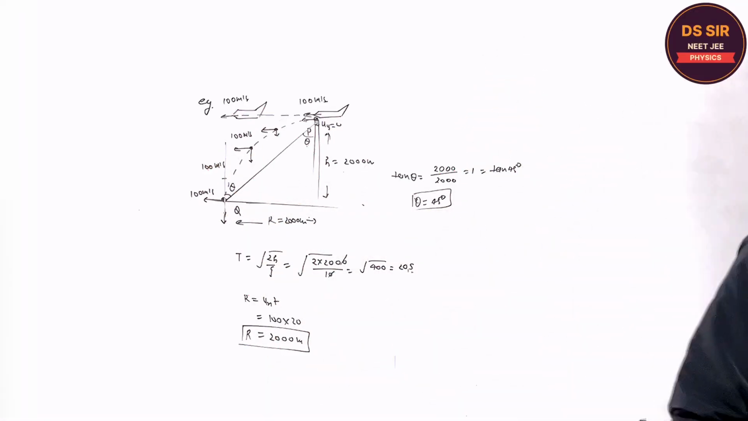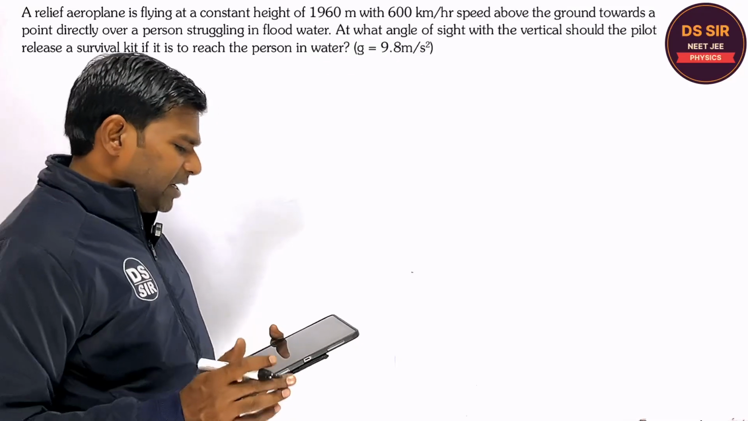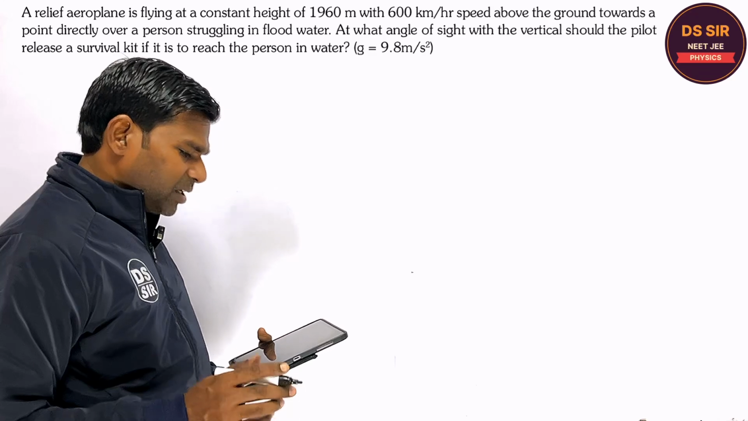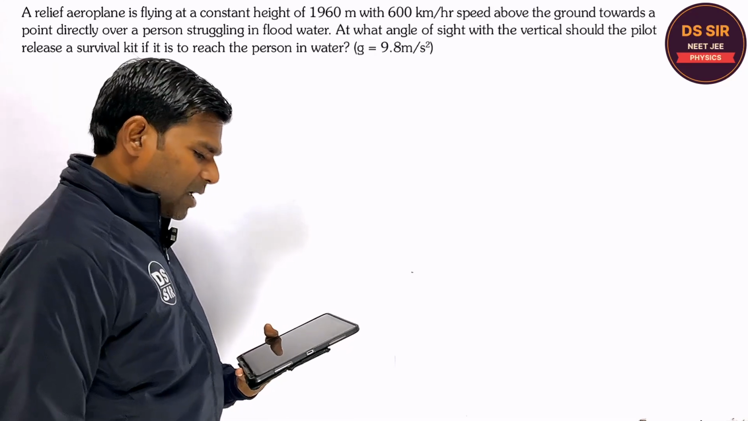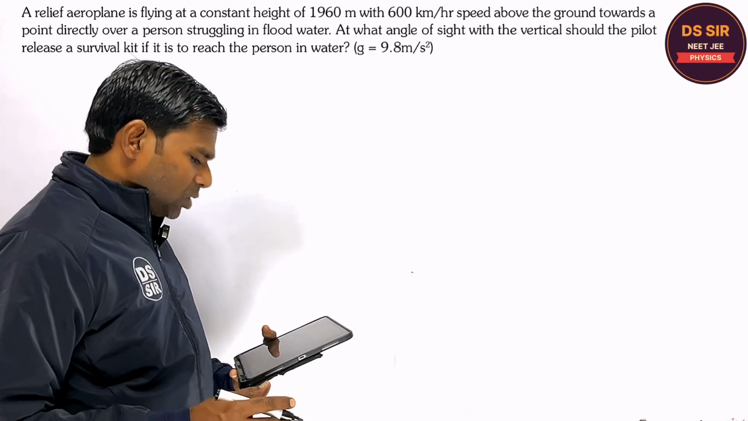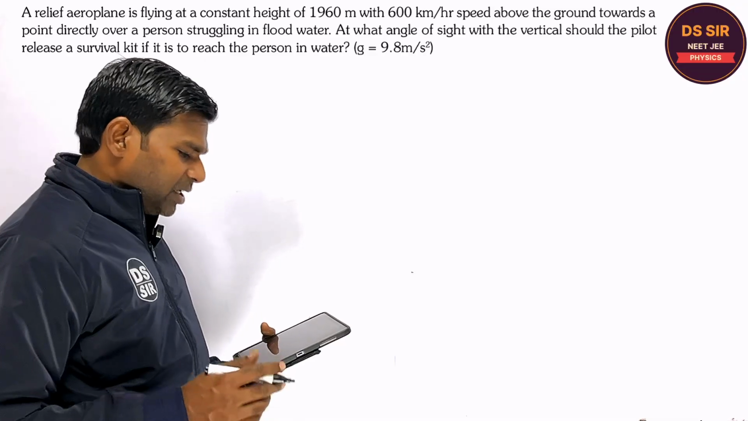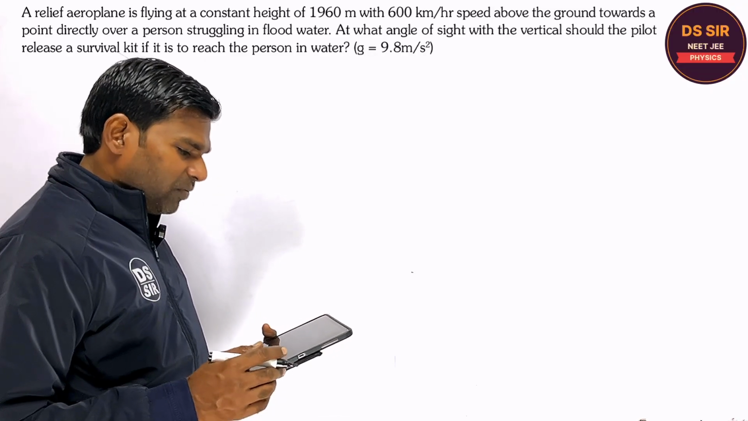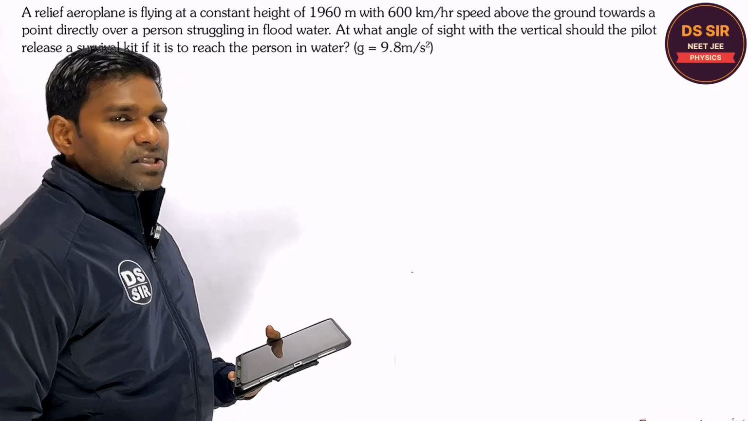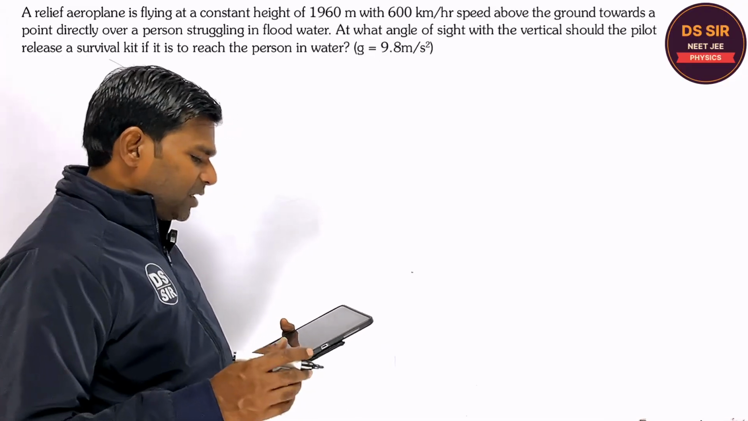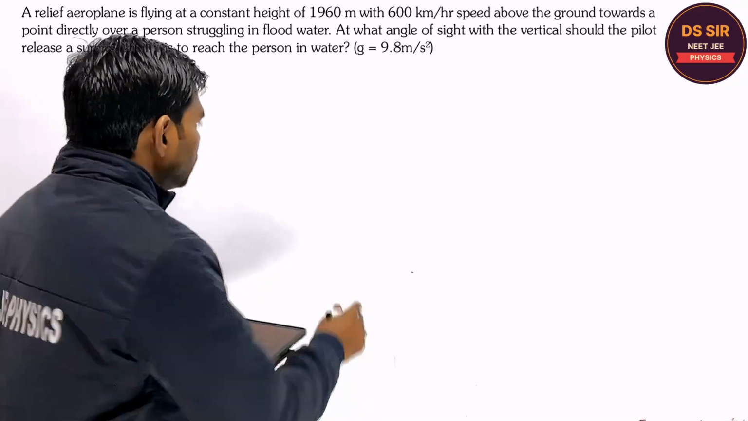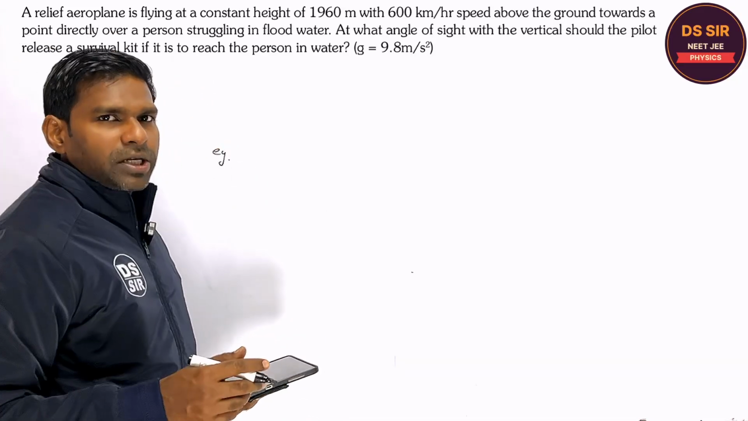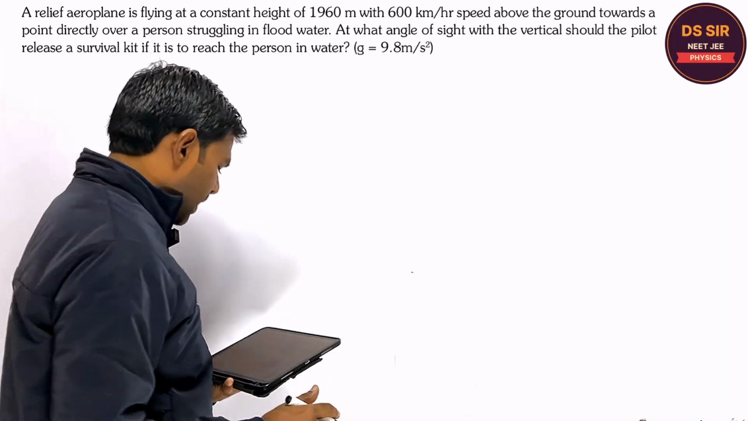Copy this. So in this example, a relief aeroplane is flying at a constant height 1960 meter with 600 kilometer per hour above the ground towards the point directly over a person struggling in flood water. What angle of the sight with the vertical should the pilot release a survival kit if it is to reach the person in the water, right? So in this example, again, this is the question of horizontal projectile from the height.